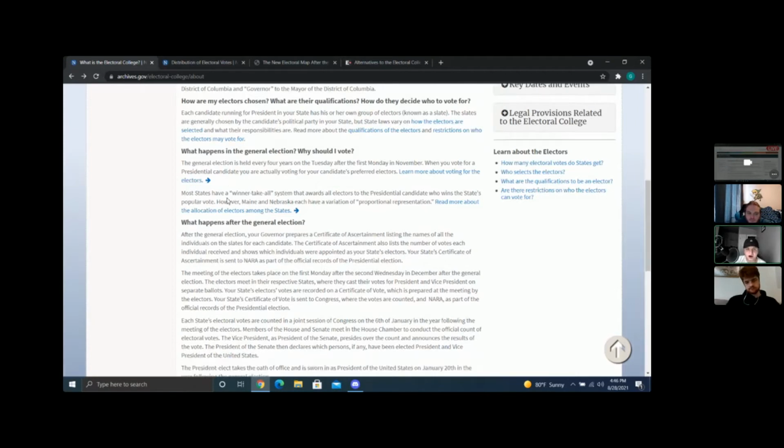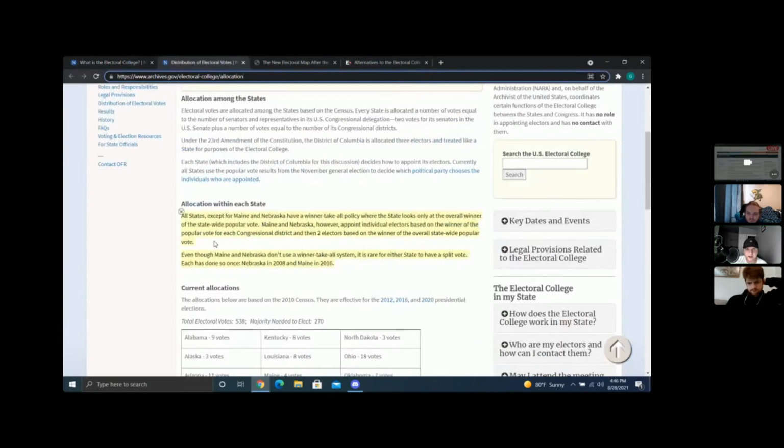I'm going to finish off the rest of this article, but I do want to jump over here just to explain that a little bit more. This is also an archives.gov page. All states except for Maine and Nebraska have a winner-take-all policy where the state looks only at the overall winner of the statewide popular vote. Maine and Nebraska, however, appoint individual electors based on the winner of the popular vote for each congressional district, and then 2 electors based on the winner of the overall statewide popular vote. Even though Maine and Nebraska don't use a winner-take-all system, it is rare for either state to have a split vote. Each has done so once, Nebraska in 2008 and Maine in 2016. Interesting. It's a lot more recent history than I expected.